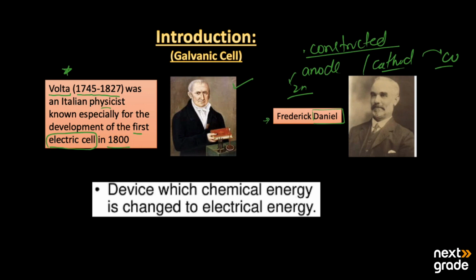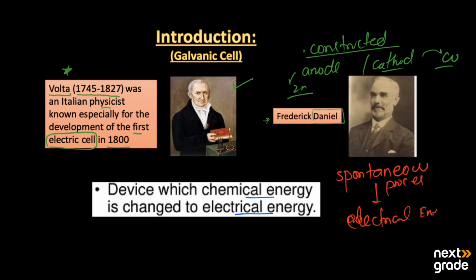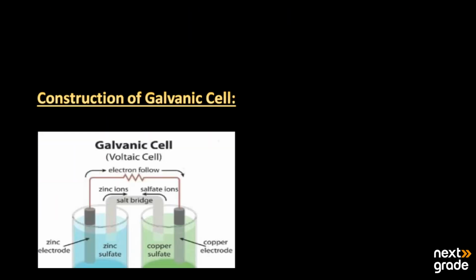Now, what is the galvanic cell? What is its main working? A galvanic cell is a device that converts chemical energy into electrical energy. In this, a spontaneous chemical reaction takes place and it is converted into electrical energy. So the production of electrical energy takes place in this process by a spontaneous chemical process. So this is the simple discovery and the definition of the galvanic cell or the voltaic cell.